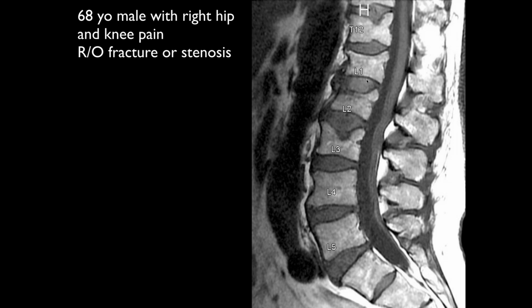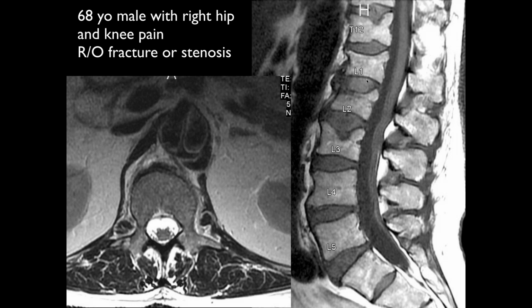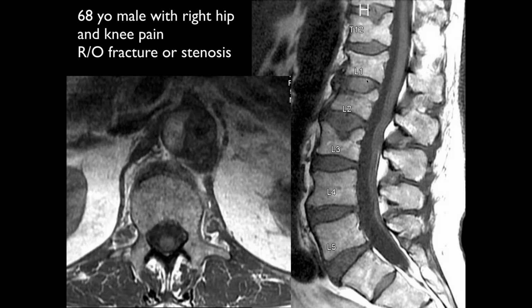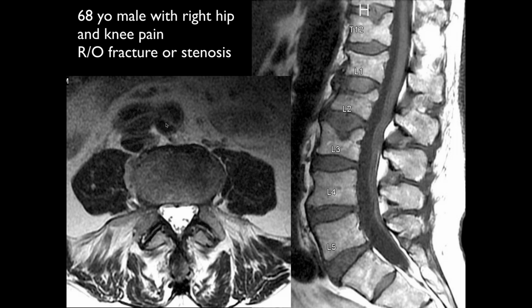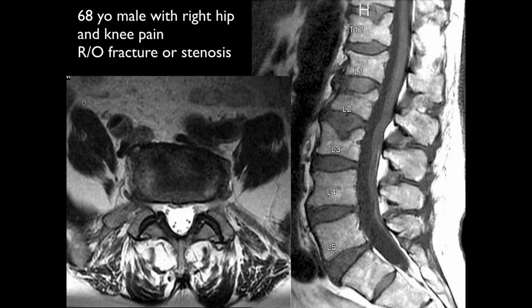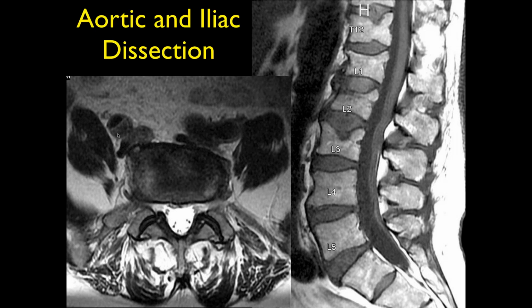What are you pointing to? It's where the sagittal is, the axial. Oh, yes, it's a dissecting aneurysm, I guess, there. Yeah. It sure looks like it might. Yeah. And if you follow this down, you can see the dissection goes distally. So again, there are a lot of structures in the retroperitoneum that can present as back pain.